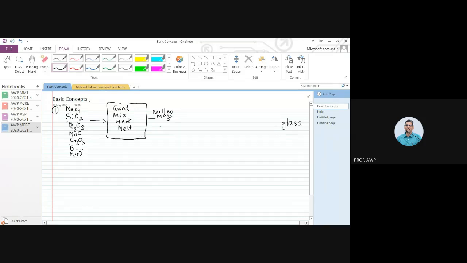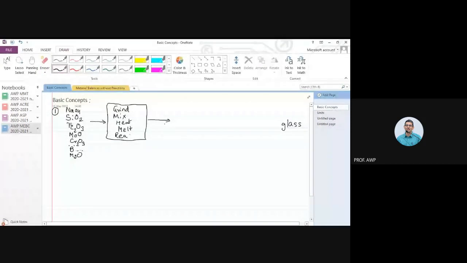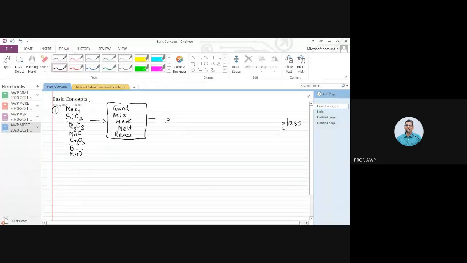If you say sodium silicate, let's just forget that there are other things right now. Let's say this molten mass is sodium silicate. It is not just enough to melt them. You have to wait for them to react together, isn't it? To make sodium silicate.